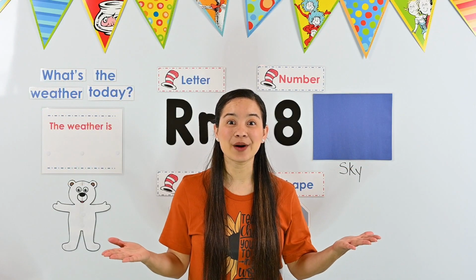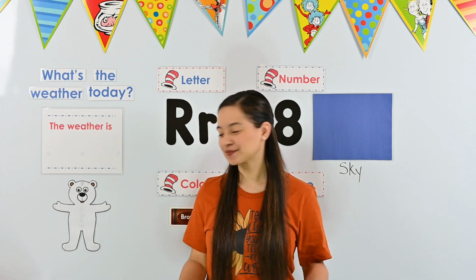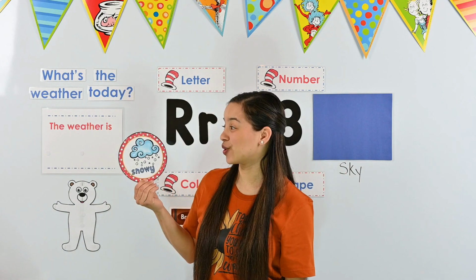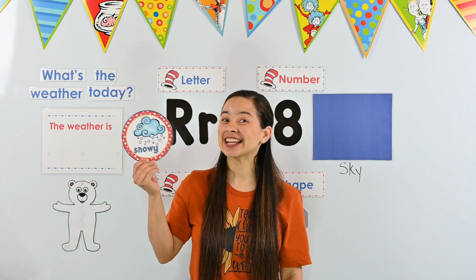Can you help me make a weather sentence? Perfect. First, we need to pick out a weather picture. Which picture shows a snowy day? If you chose this picture, you are correct. It shows a cloud with snowflakes falling. It definitely represents our snowy day. Let's add it to our weather sentence.